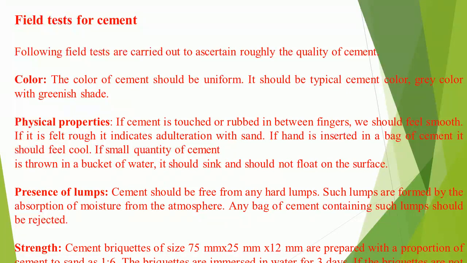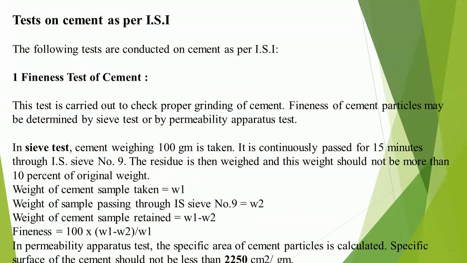Strength. Cement briquettes of size 75 mm x 25 mm x 12 mm are prepared with a proportion of cement to sand of 1:6. The briquettes are immersed in water for 3 days. If the briquettes are not easily broken and it is difficult to convert them into powder, it indicates cement of sound quality. Tests on cement as per I.S.I. The following tests are conducted on cement as per I.S.I.